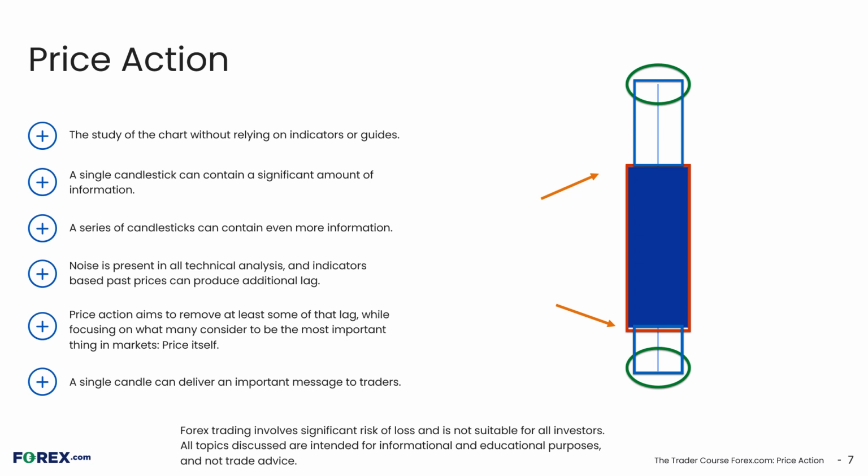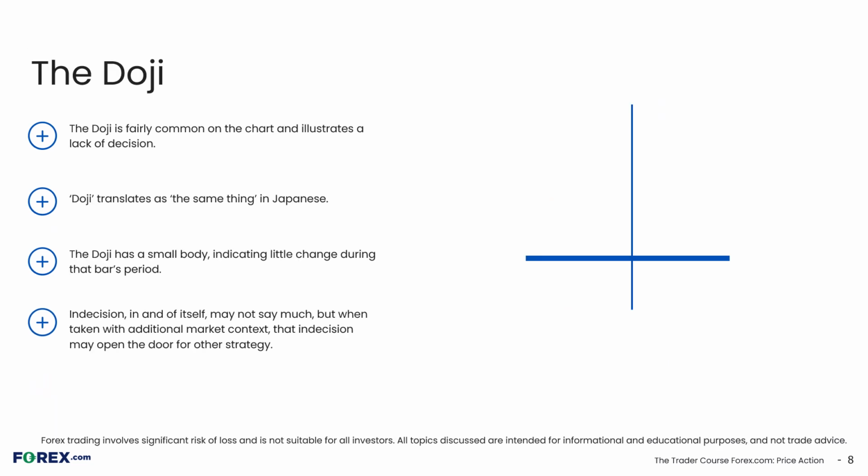But first, let's go into a candle that delivers a message of indecision. The doji is a fairly common occurrence on the chart, and as you can see on the right, it's basically just a candle with no body. This candle shows a close price very near the open price, with the range of prices from that period displayed as wicks on either side of the body.